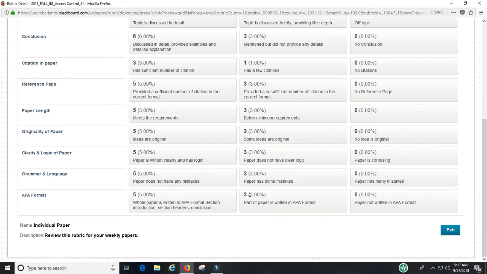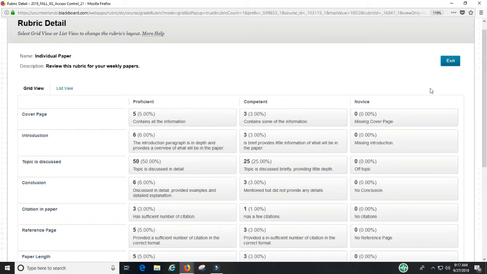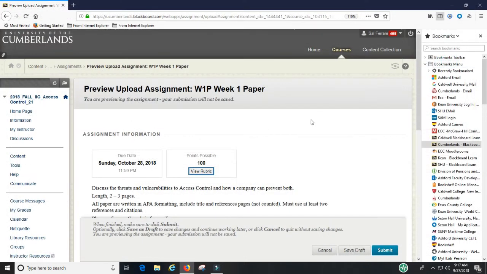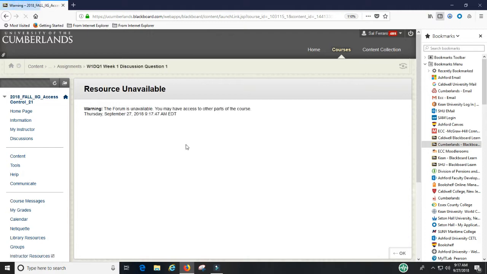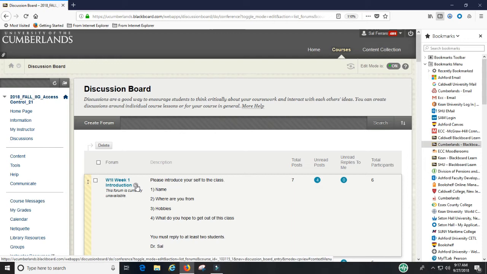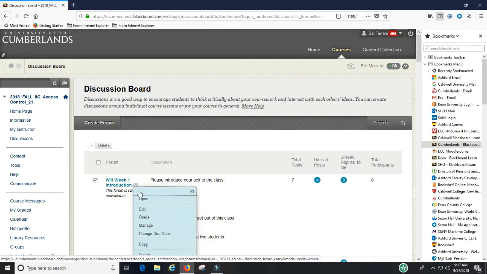So this is how it's going to be graded. I simply check these off. So please look at this so you don't lose any points. The other thing, the same with your discussion question. Let's go to your discussion question so I can take a look, and you can see the rubric that I'm going to be using for that.